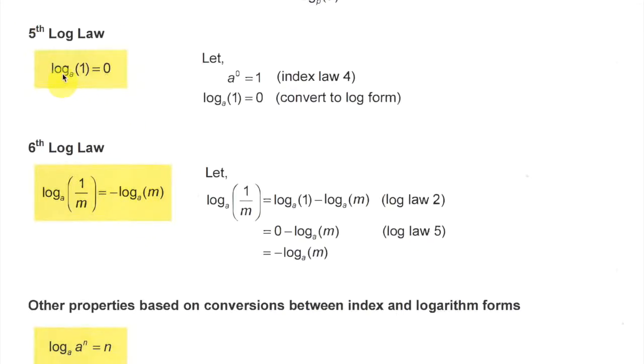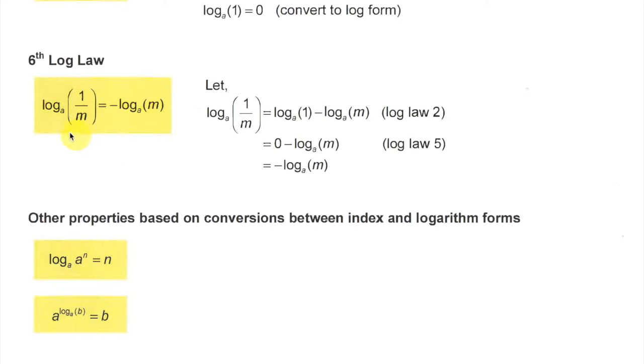The fifth log law, log base a of the number 1 is equal to 0. So log of any base of the number 1 will always spit out a 0. Log base a of 1 on m is the same thing as minus log base a of m.